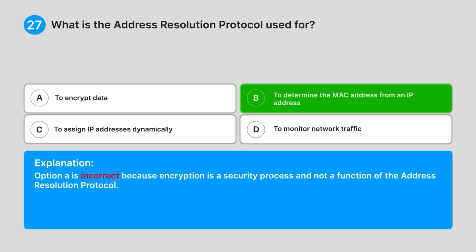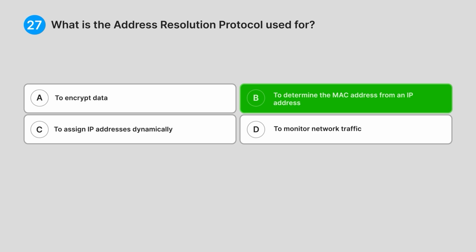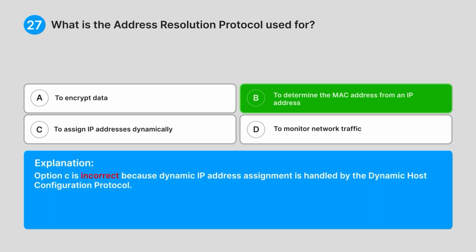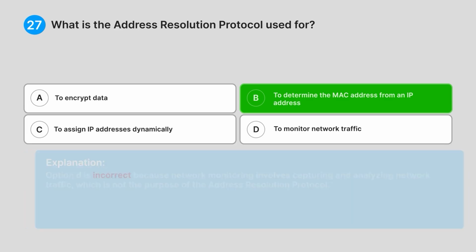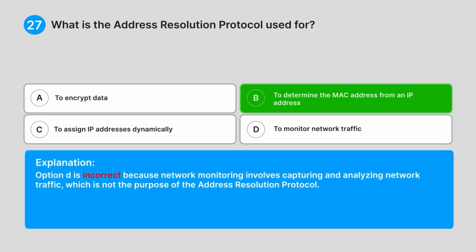Option A is incorrect because encryption is a security process and not a function of the address resolution protocol. Option C is incorrect because dynamic IP address assignment is handled by the dynamic host configuration protocol. Option D is incorrect because network monitoring involves capturing and analyzing network traffic, which is not the purpose of the address resolution protocol.